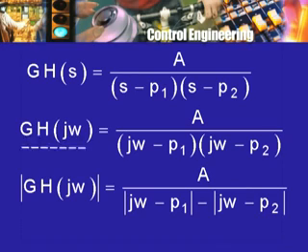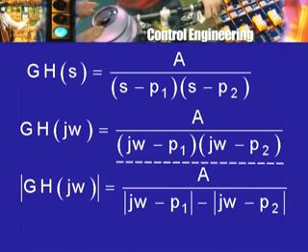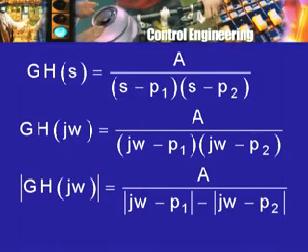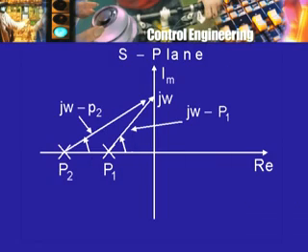So, the angle of GH at j omega will be the angle of A. If A is positive, then the angle of A is 0, minus the angle of j omega minus p1 added to the angle of j omega minus p2. Now, j omega minus p1 is precisely the complex number represented by this vector. So, what is its angle or argument? It is this angle, and similarly for the other vector, this is the angle. So, the argument or the angle of GH at j omega is 0 minus this angle minus this angle.